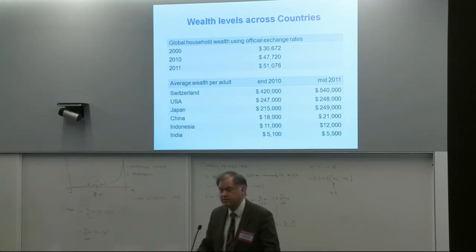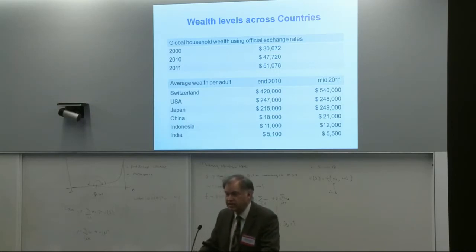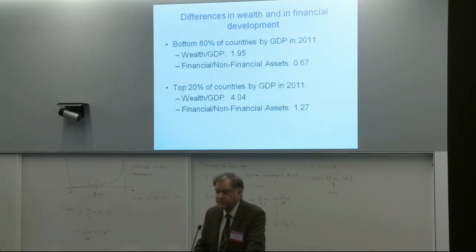China is almost on a fixed exchange rate with the US, so the increase there is not subject to that same influence. So worldwide, in our 2011 numbers, the average wealth per adult was about $50,000.